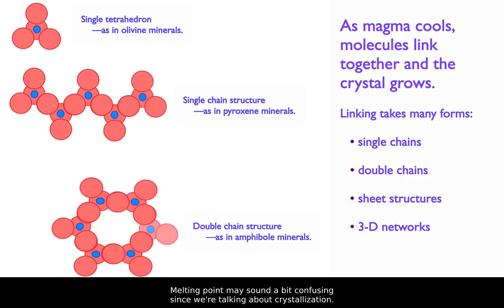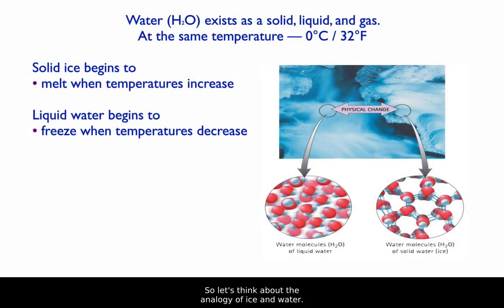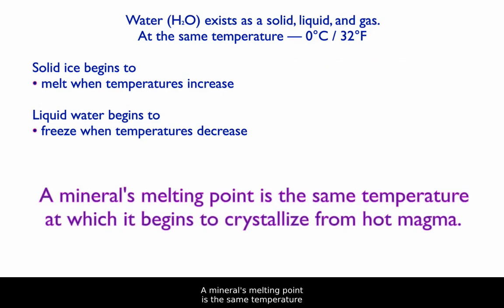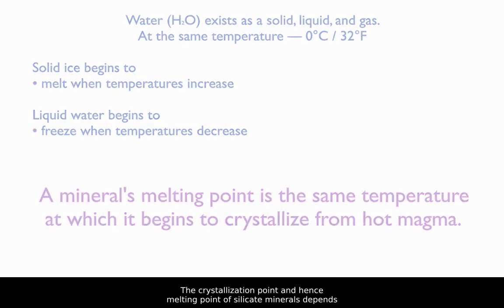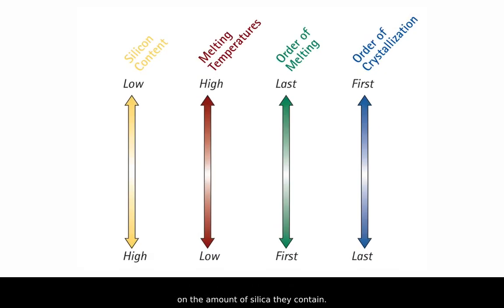Melting point may sound a bit confusing since we're talking about crystallization, so let's think about the analogy of ice and water. Ice melts at the same temperature at which water freezes. And it's the same thing for minerals. A mineral's melting point is the same temperature at which it begins to crystallize from hot magma. The crystallization point, and hence melting point, of silicate minerals depends on the amount of silica they contain.